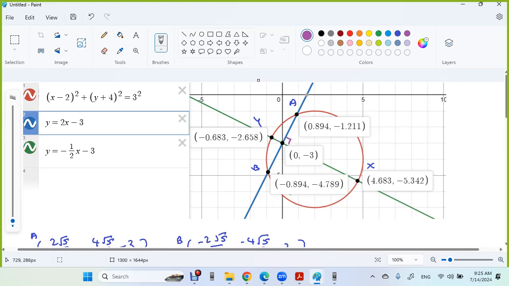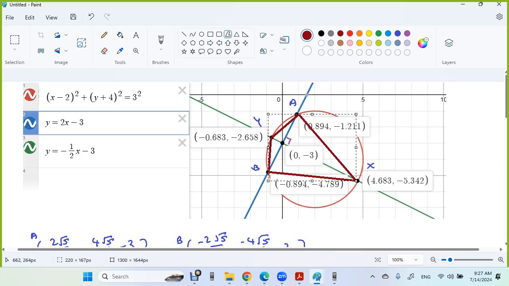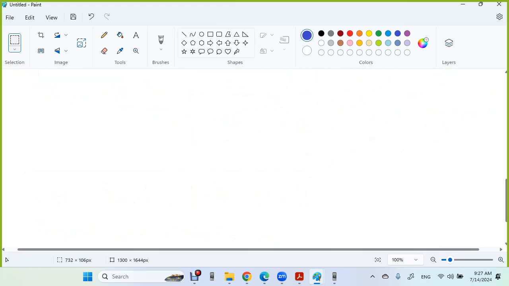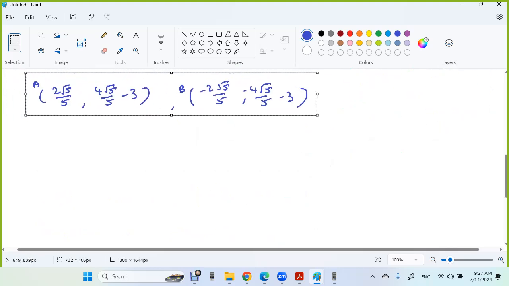Okay, so what is shown in the answer scheme is, since it is the perpendicular bisector, then we know that if we want to find the area of this kite here, then we can just use 1 over 2 times AB times XY. So we can find the length of AB easily.